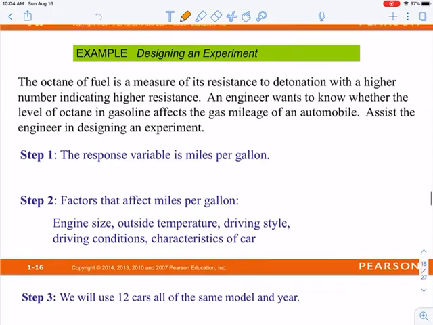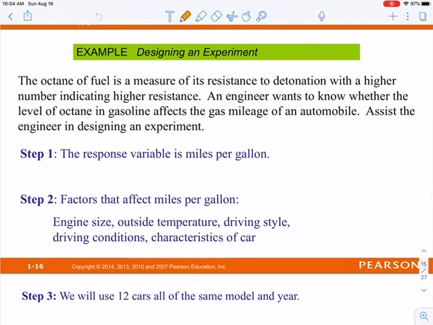So for step 1, we want to define the response variable. The response variable is the miles per gallon. And for step 2, we want the factors that affect your miles per gallon. They could be something such as your engine size, your temperature outside, your driving style, the driving conditions, or any other characteristics of the car.